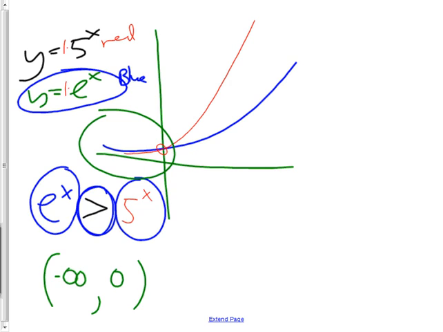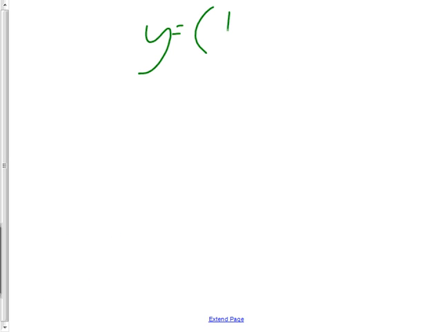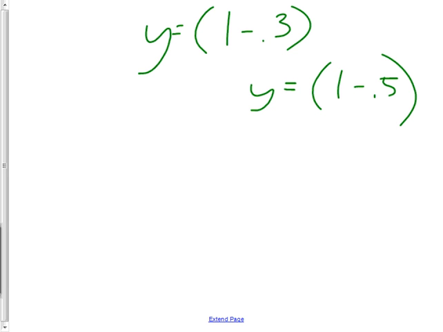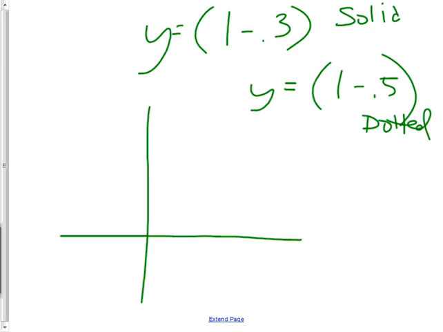All right, I want you to sketch these two functions. Y equals 1 minus 0.3, 30% decay. Y equals 1 minus 0.5. Make this one solid. Make this one dotted. Make a quick sketch of both of them. And then, after you've made the quick sketch, tell me, when is the solid greater than the dotted?